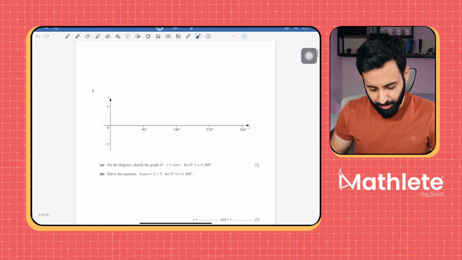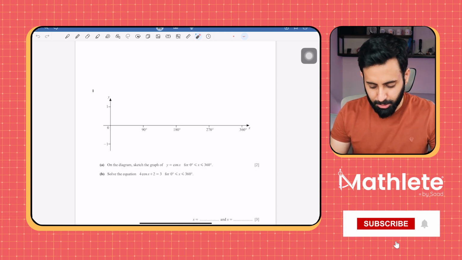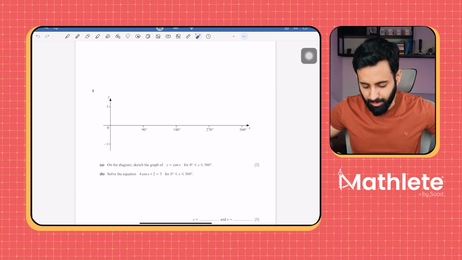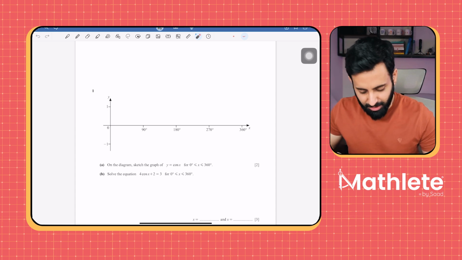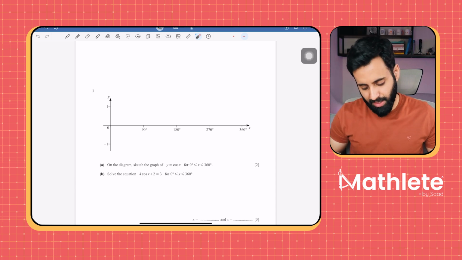So in the last video, I solved just one example question. Here it is. In this video, inshallah, I'm going to do some past paper questions to show you guys how easy this topic really is. Now, I know there's a lot of discussion around trigonometric graphs and equations and all that, but honestly, it's a piece of cake, as you guys will find out.